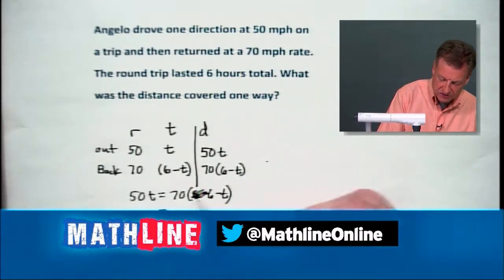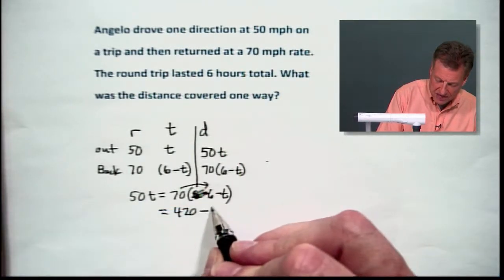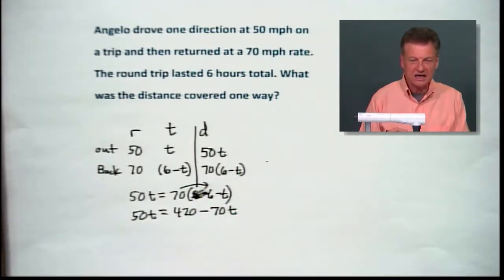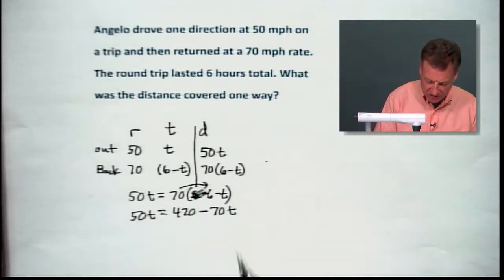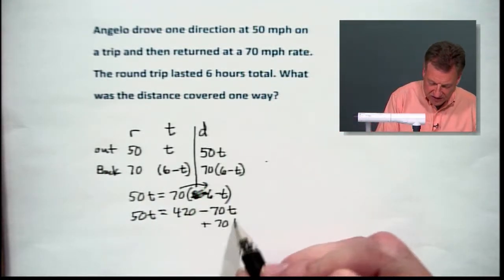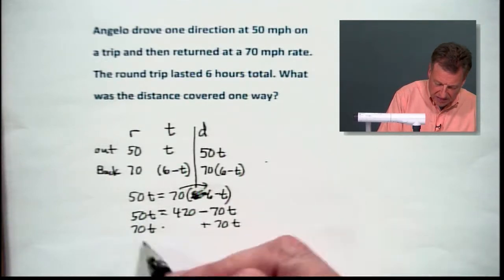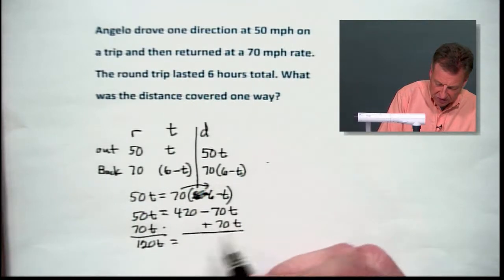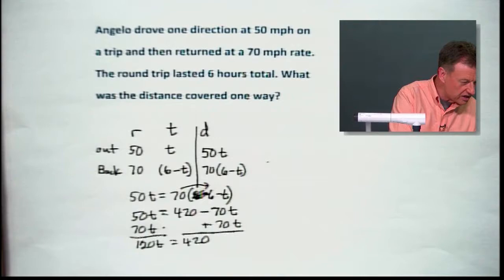Let's go ahead and distribute. I was getting a little ahead of myself. Sorry, guys. 420 minus 70T. Over here we got 50T. Everybody good? Now, how do we get rid of a minus 70T? Yeah, we haven't done one like this, have we? We're going to add that 70T to the other side. And that gives us 120T equaling 420.